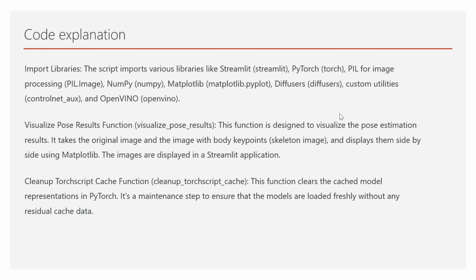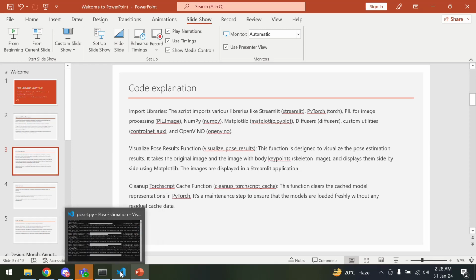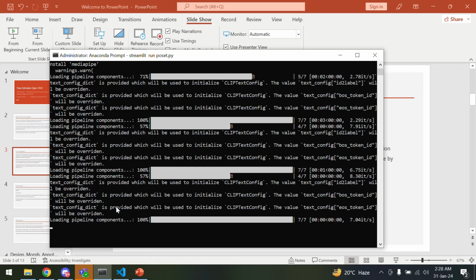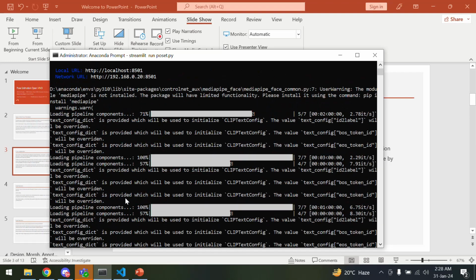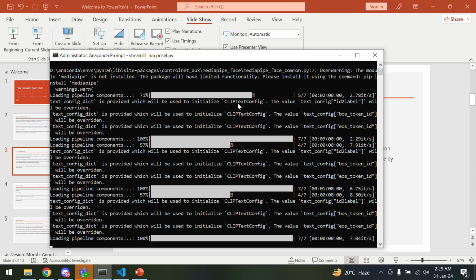So, code explanation. If you just focus along, I have the entire setup ready, because if I load the entire process again, it takes time. As you see, it has a lot of components in it. It goes through the process, the CLIP text config, and loads certain things. So the pipeline takes a little bit of time to load, so I've already kept it loaded.